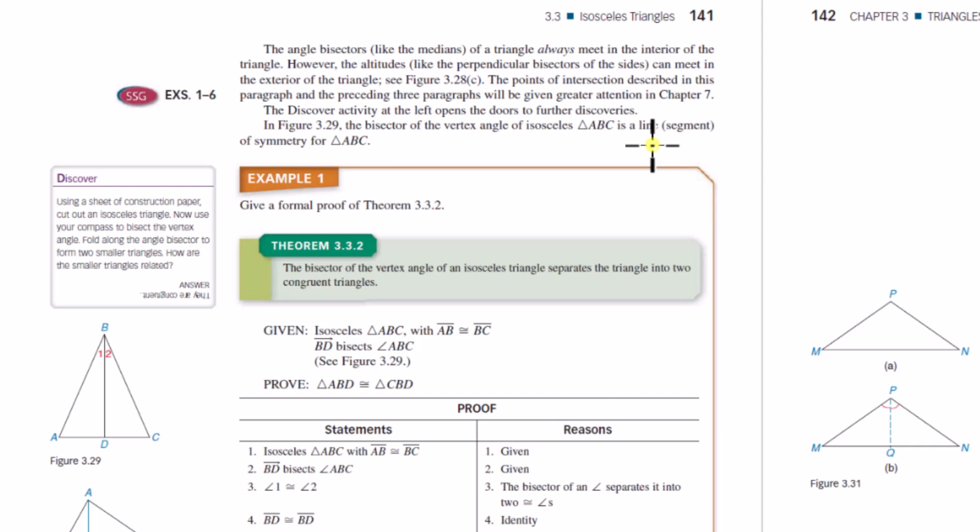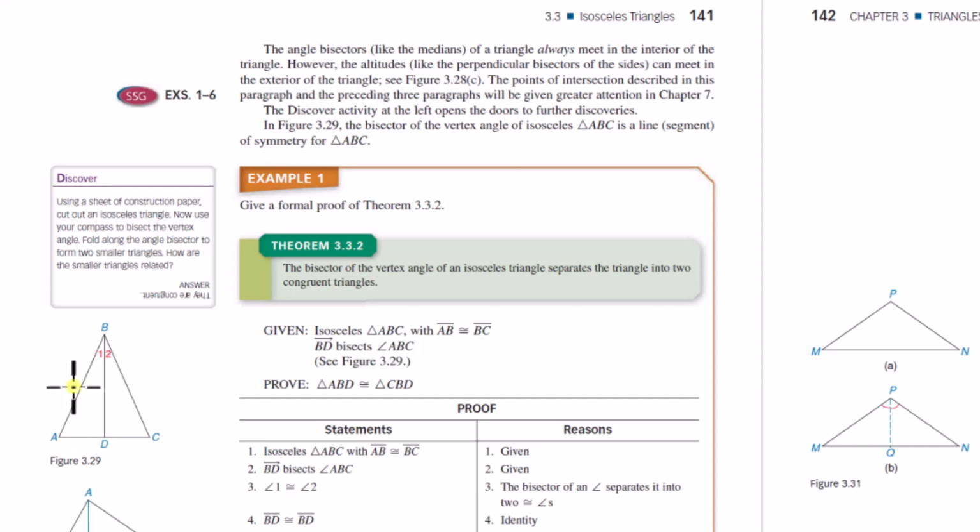Okay, but now these intersections of angle bisectors, medians, altitudes, perpendicular bisectors of triangles, we'll come back to this in a later chapter. We'll look at this in a lot greater detail in a later chapter. Okay, so next it says, in the figure below, the bisector of the vertex angle of isosceles triangle ABC is a line of symmetry for triangle ABC.